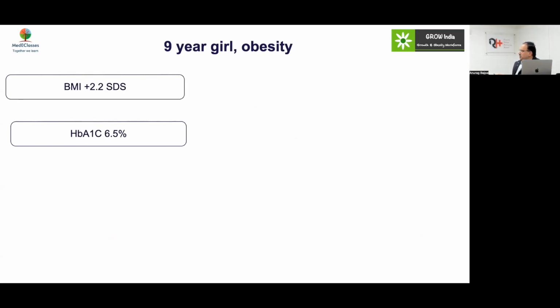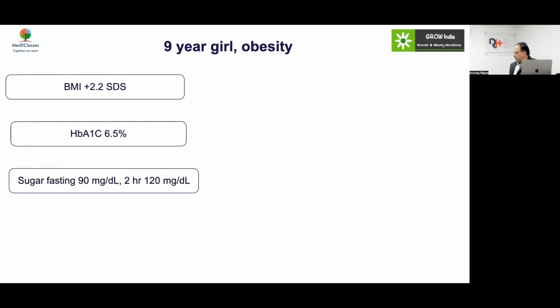9-year-old girl with obesity, BMI is 2.2 SDS, HbA1c 6.5. What will you do? So fasting is 90 and 2 hours is 120. So this again highlights the significance of HbA1c, which we discussed last time as well, that HbA1c at 6.5, but definitely below 6, is not a good marker. But again, how this HbA1c was done becomes important.